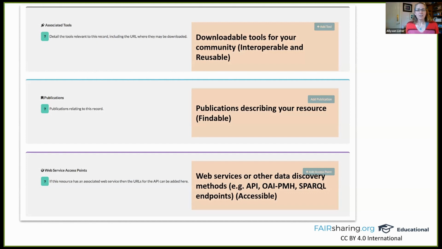Moving on down the edit record, there's this section here that covers associated tools, publications, and access points. So by providing information on the downloadable tools that your resource may have, you're increasing the usability of your resource. By adding your publications, you're more likely to have people find and also read more about your resource. And then the web services give people access, quick guides and quick links through to the types of access you might have, programmatic access like API, SPARQL endpoints, or OAI-PMH, which I can never say. I never know if I'm saying it quite right or if I'm supposed to say it some other way.